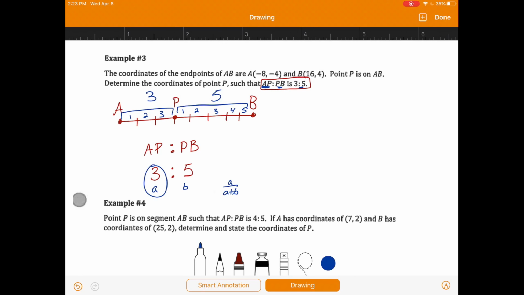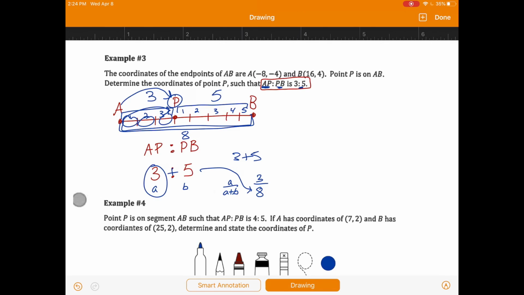So what that means is that you've got 3 over here. P is 3 chunks away from A, and we're going to use A as our more important point for this, as our reference point. We're going 3 away from A out of a total of 8 pieces altogether. There's 8 pieces because we've got 3 and 5. So 3 and 5, that's A plus B to give us that bottom number. Okay, so to go from A to P is 3 out of a total A to B 8 chunks for the whole line.